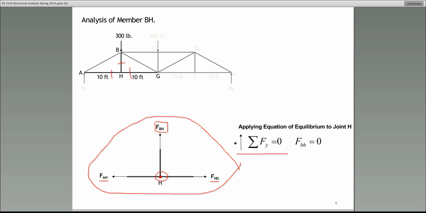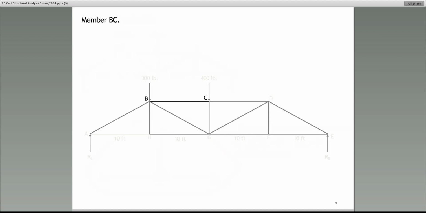All right? Some of you may ask, well, if BH, let's look at the truss up here. If BH, this member, is a 0 member, which means it's not capable of resisting any loads or carrying any loads, then what happens to that 300-pound force that's acting in the vertical direction at B? Well, please pay attention. That 300-pound force will be reacted upon by the Y component of these inclined members, AB and BG. All right, let's move on.